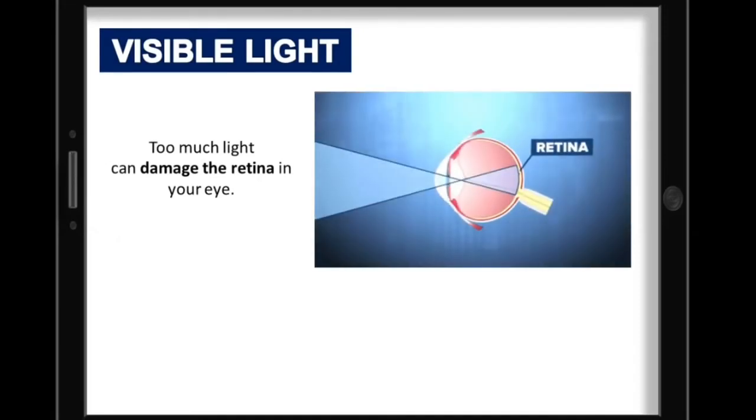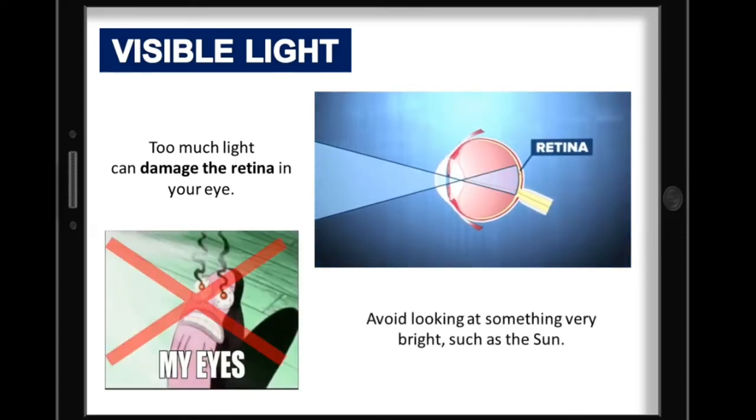Remember, too much light can damage the retina in your eye. This can happen when you look at something very bright. So avoid looking at something very bright, such as the sun. Although the damage can heal, if it's too bad, it will be permanent.